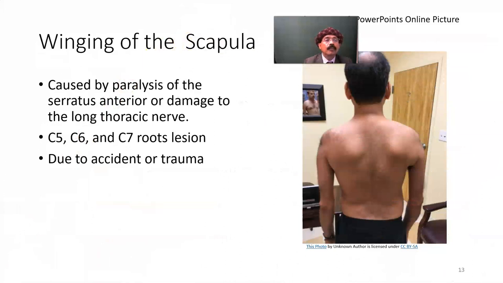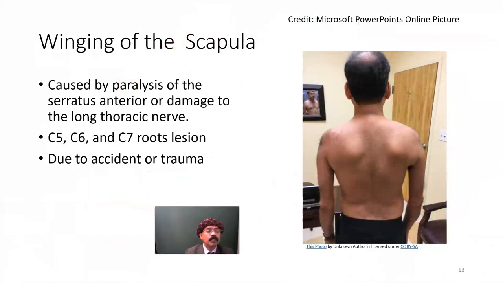Winging of the scapula is very important, due to injury to the long thoracic nerve. The long thoracic nerve passes over the chest wall just under the skin and subcutaneous tissue, so it is very prone to injury, especially if a person falls from a motorcycle onto the chest, the lateral chest, the skin is gone, and the nerve may be involved. Also, in case of difficult delivery of the baby, or falling from a tree and the person is able to hold the branches in the lower part of the tree, we may have damage to the C5, C6, C7 nerve roots of the brachial plexus, and these roots contribute to the formation of the long thoracic nerve.